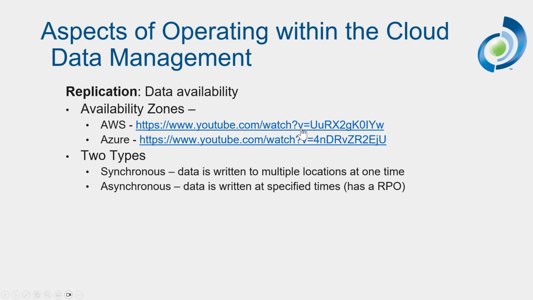You can look into AWS and Azure. I believe AWS has over 30, I want to say 31 regions in the world. Microsoft has over 60. These regions all have multiple data centers within them working. Then there's two types here. We have synchronous, where data is written to multiple locations at one time. Then we have asynchronous, where data is written at specified times and has an RPO, or recovery point objective.